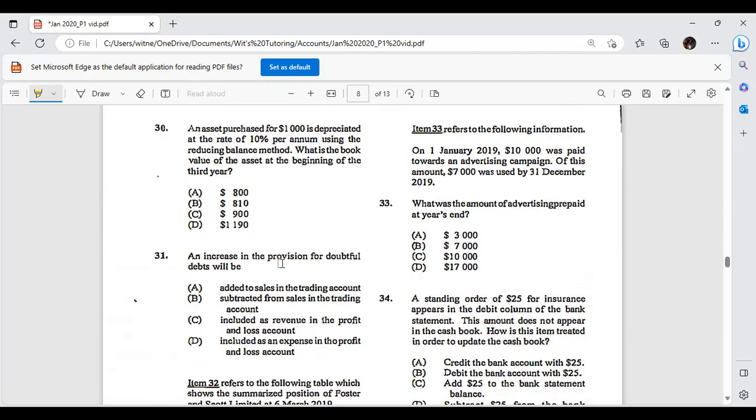And 30, an asset purchased for $1,000 is depreciated at a rate of 10% per annum using the reducing balance method.